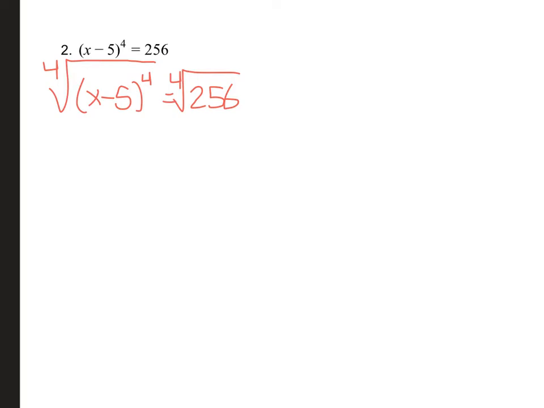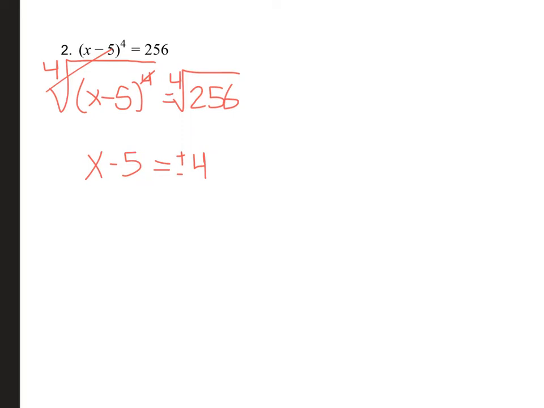Right, that will cancel out this root and this exponent. So all I've got left over here is x minus 5. And the 4th root of 256 is going to be 4. But, uh-oh, I almost forgot. It's not just 4 because this is an even exponent. It's an even exponent, right? 2, 4, 6, 8, 10, all those are even. So whenever I have an even exponent, I've got to put plus or minus.